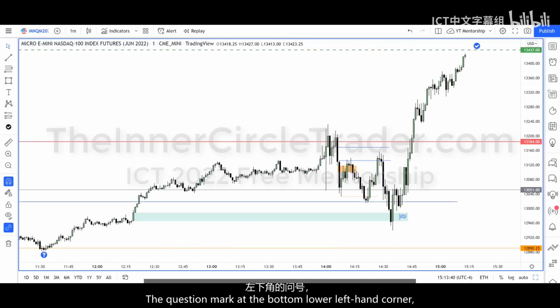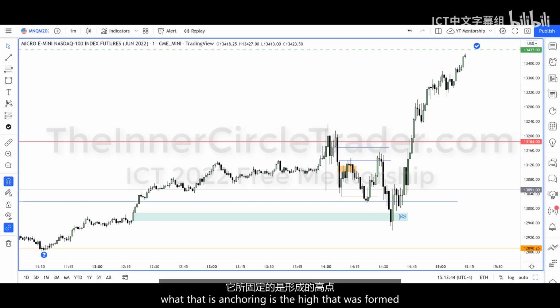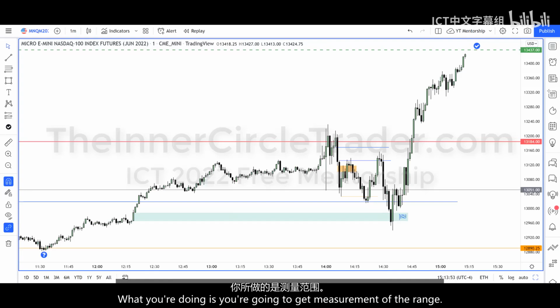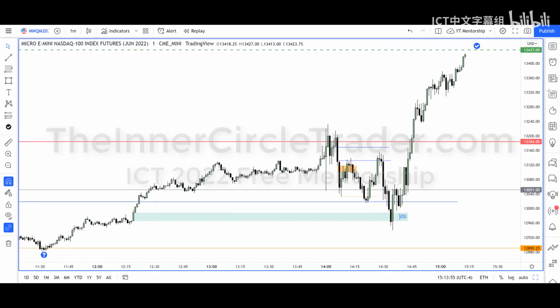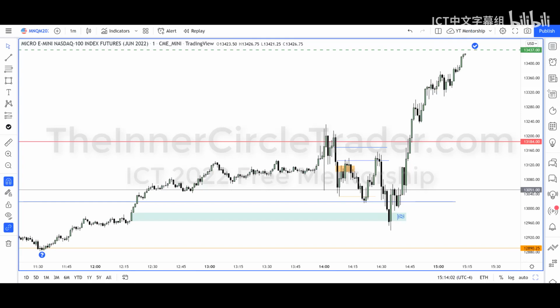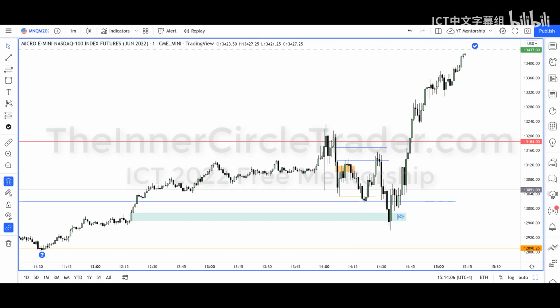Now, the question mark at the bottom lower left-hand corner is anchoring the high that was formed at 2 o'clock, or what would be shown as 1400 here on the chart, down to that low where the question mark is. So what you're doing is getting a measurement of the range. Okay, where's 50% of that? Below 50% is where that fair value gap is, that's in turquoise. So that's the target. It's dropping down into it. So it's a matter of looking at this.